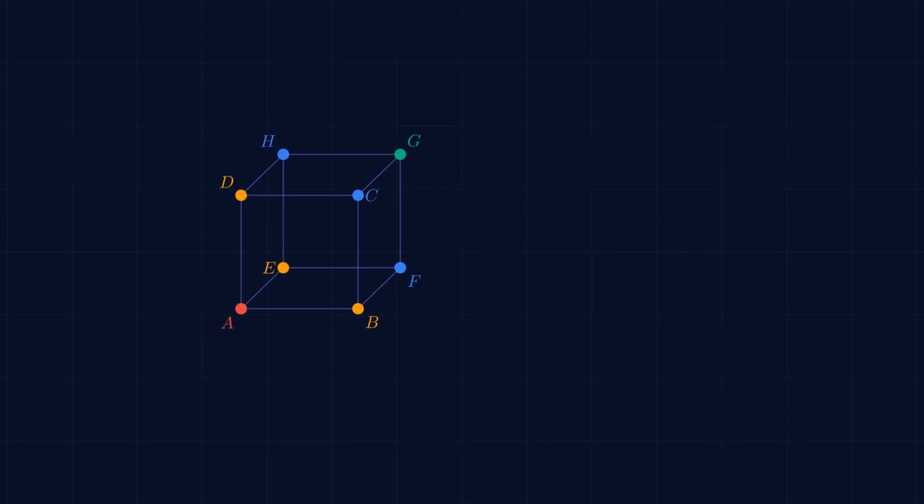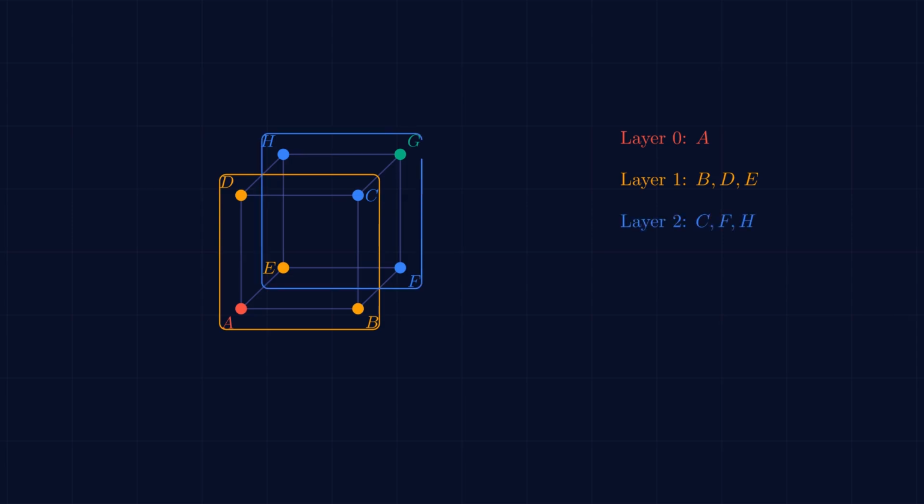Group the 8 corners into layers by distance from A. Layer 0 is just A. Layer 1, B, D, E, the 3 neighbors. Layer 2, C, F, H, the 3 neighbors of G. Layer 3, G itself, by symmetry. All corners in the same layer are at the same voltage. Same voltage means we can merge them into one node.